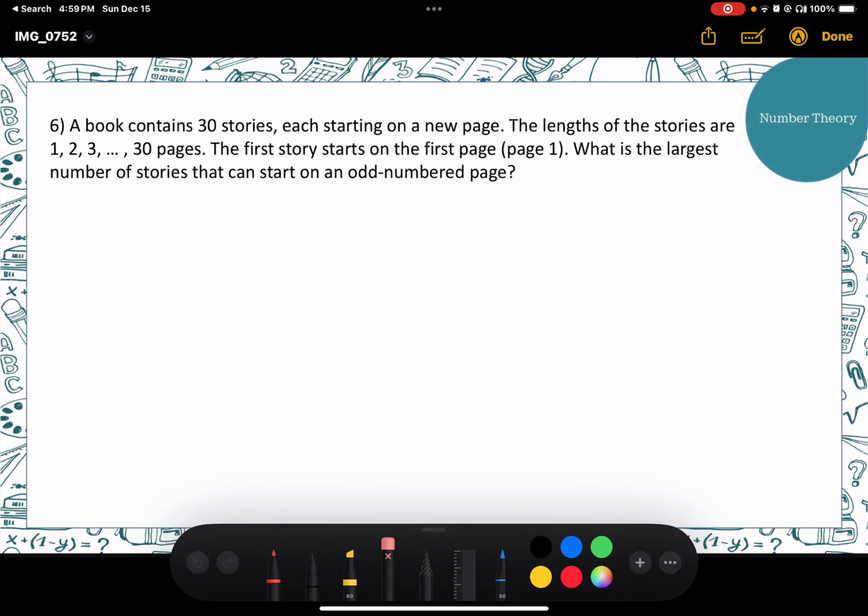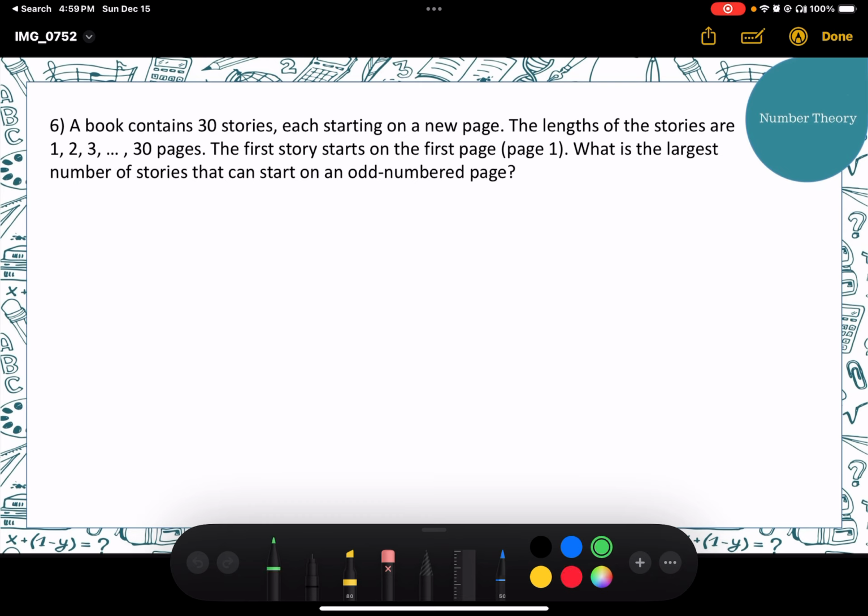Okay, so this is the one I found the most interesting, which is: a book contains 30 stories, each starting on a new page. The lengths of the stories are 1, 2, 3, all the way till 30 pages. So every story has to be a different number of pages, but not necessarily in that order. The first story starts on the first page, page 1. What is the largest number of stories that can start on an odd numbered page? So you can pause the video if you want to solve this. Okay, so I'm gonna start doing it now.